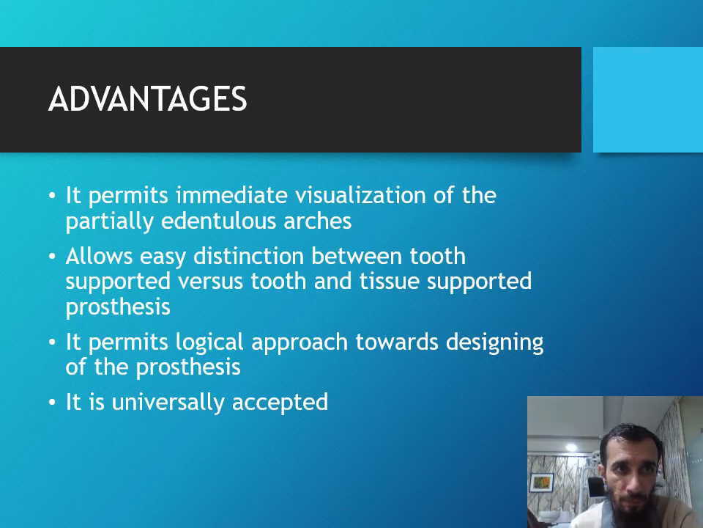And furthermore, it also permits a logical approach towards designing of the prosthesis. Since now that we know whether the edentulous area would be tooth supported or tooth and tissue supported, we can easily design a prosthesis with appropriate clasp assemblies and rest seats for that particular edentulous area, which was classified according to Kennedy's classification. And lastly, of course, the Kennedy's classification is universally acceptable, and it is known over almost all parts of the world, to my knowledge, of course.